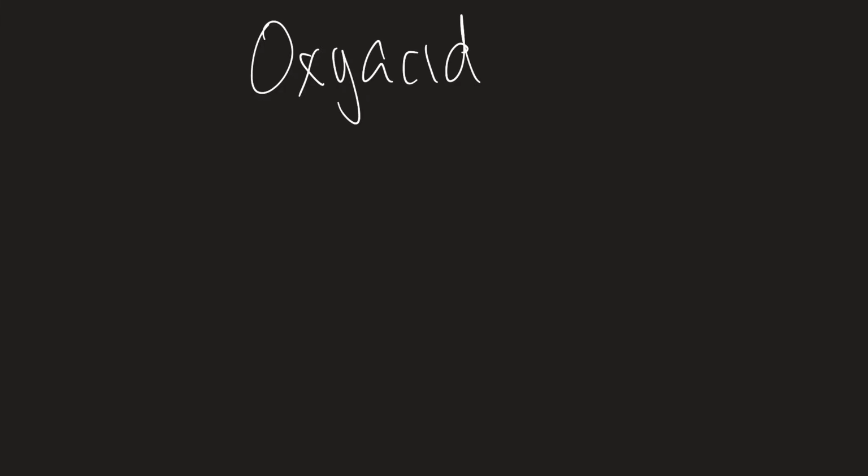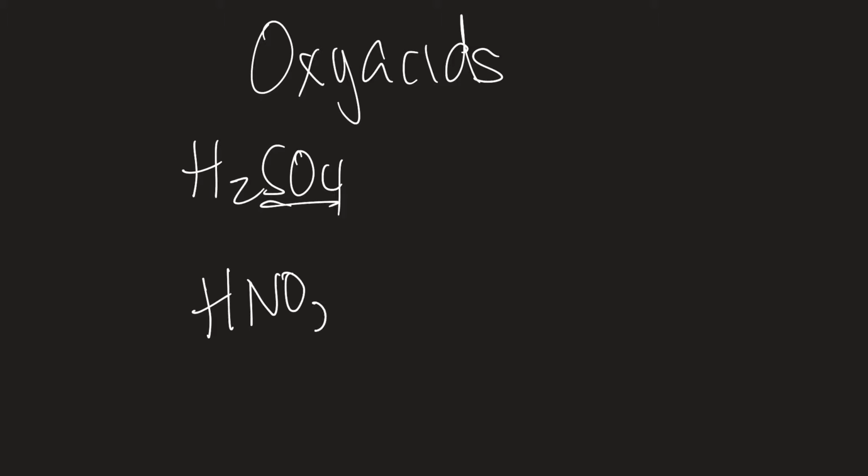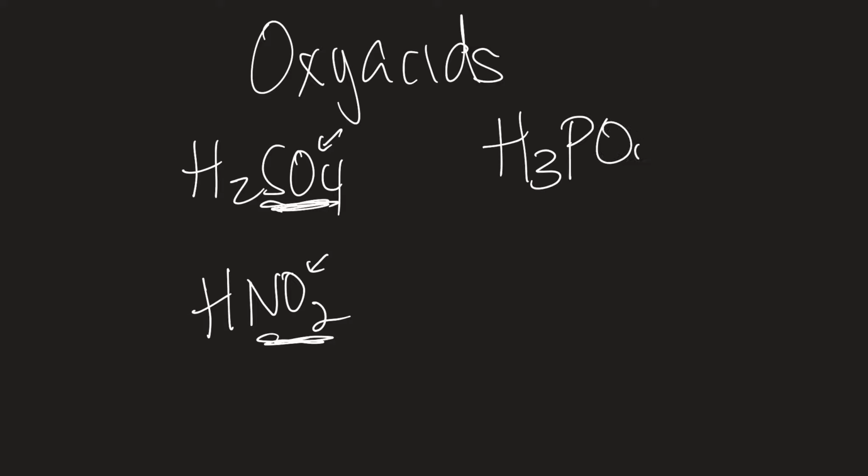So your oxyacids typically come in more of a polyatomic form. So you have hydrogen with a polyatomic. For example, H2SO4. SO4 is a polyatomic that contains an oxygen. Or HNO2. Here's a polyatomic that contains an oxygen, so oxyacids. Or H3PO4. PO4 is a polyatomic that has an oxygen. Okay, so these are your oxyacids.